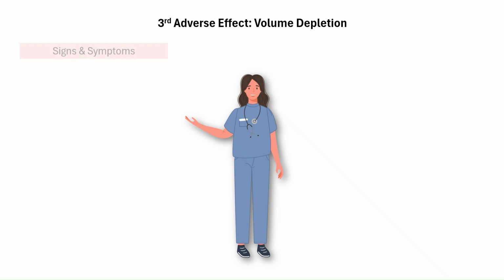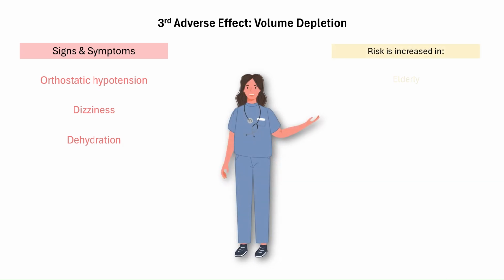Clinically, it looks like orthostatic hypotension, dizziness, and dehydration. The risk is amplified in the elderly, patients already taking diuretics and ACE inhibitors, or those who already have low effective circulating volume.